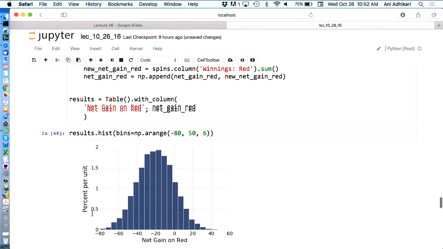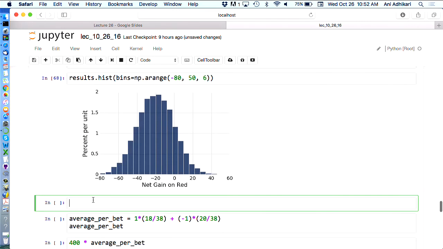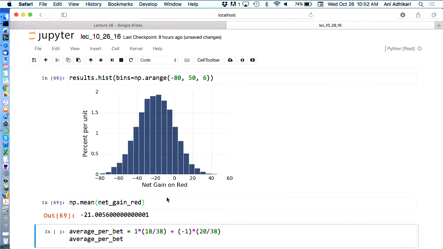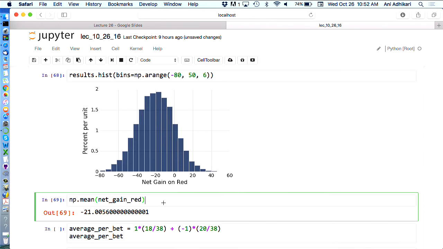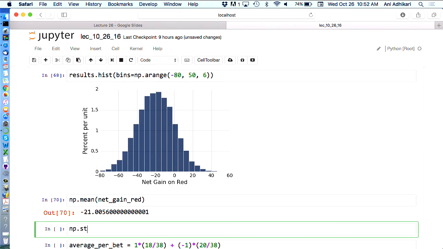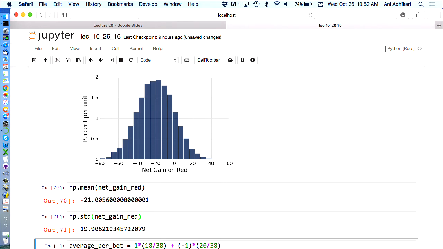How about we do, what was my thing called? Net gain red. Okay, how about we do np.mean net gain red. Okay, we got minus 21. Okay, we said it was minus 20, a little bit below. Not bad, by eye. Standard deviation. Okay, this is the moment of truth. How much did you tell me it was? 20, roughly. Not bad. So now when you see a normal curve, you can spot the mean and the SD. When we come back on Friday, we will talk about why minus 21 exactly and why 20. But for now, just note that it's normal and you can pick off by eye the mean and the SD.